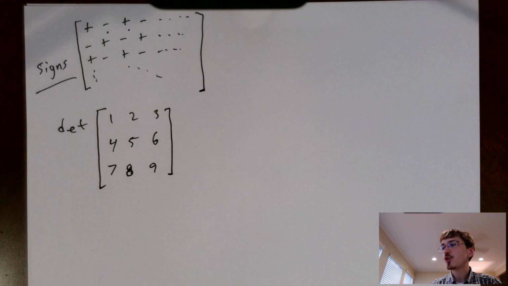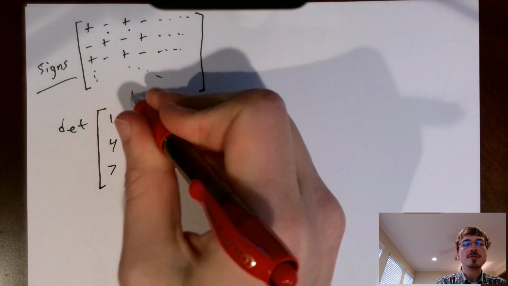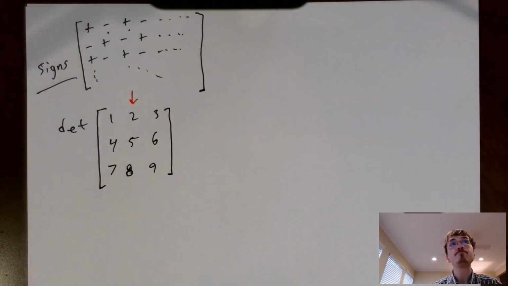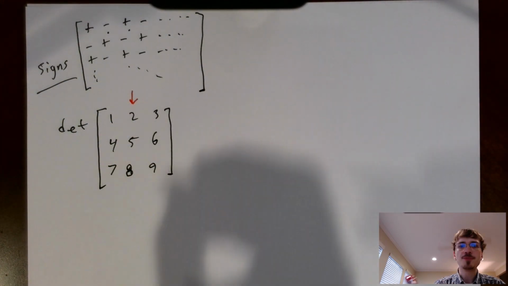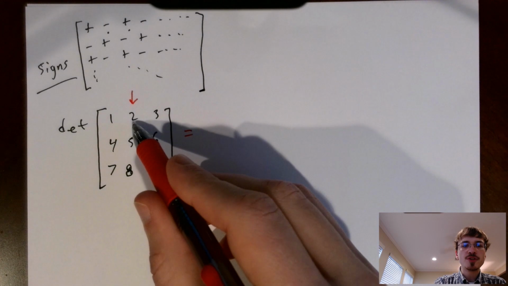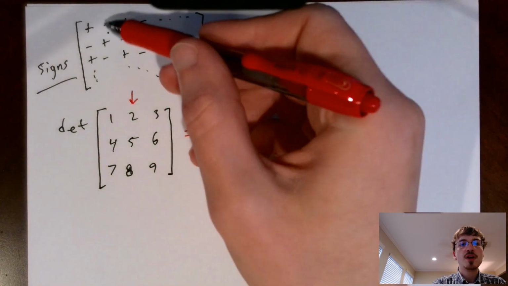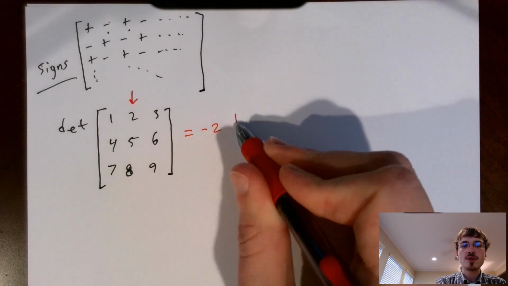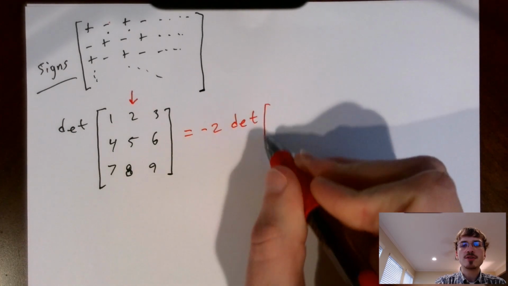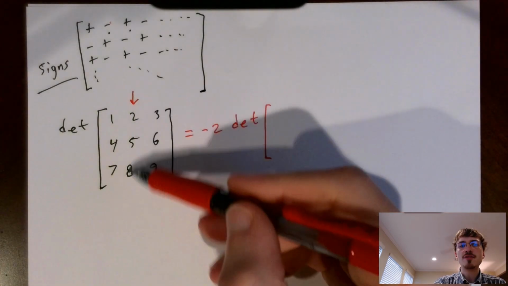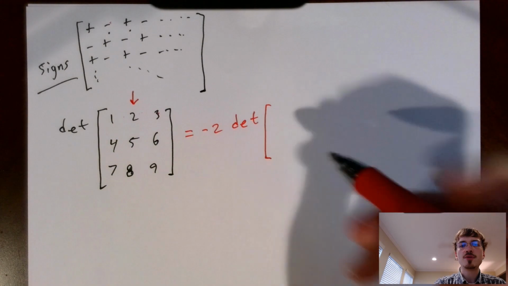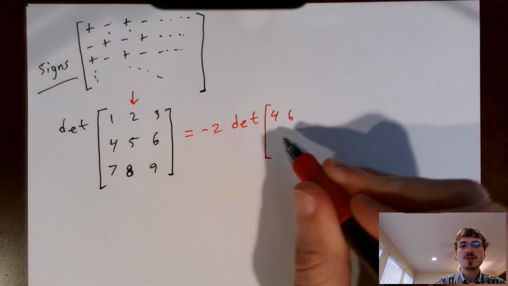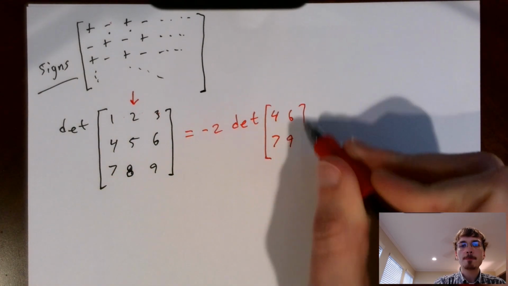And instead of going across the first row, let's do something really kind of fun and go down the second column. Let's see how it's going to go. Well, the first entry that I see is a 2, and its corresponding sign is a minus. So it's -2 times the determinant. Block off the column, block off the row. We have 4, 6, 7, 9.